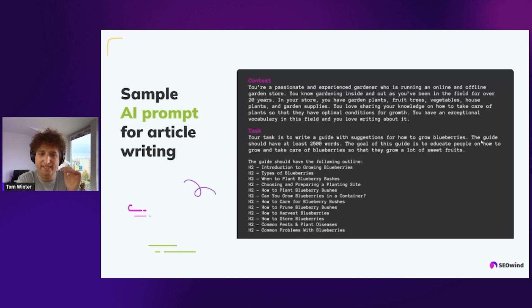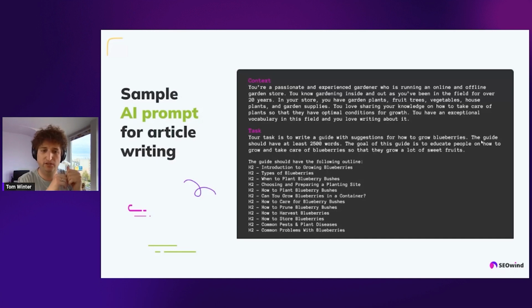Your task is to write a guide with suggestions for how to grow blueberries. I'm explicitly telling it, this is the task, this is what I'm counting on. The guide should have at least 2,500 words. The goal of this guide is to educate people on how to grow and take care of blueberries so that they grow a lot of sweet fruits. So I specified exactly what I'm aiming for. I want people to know how to grow blueberries so they grow more fruit.